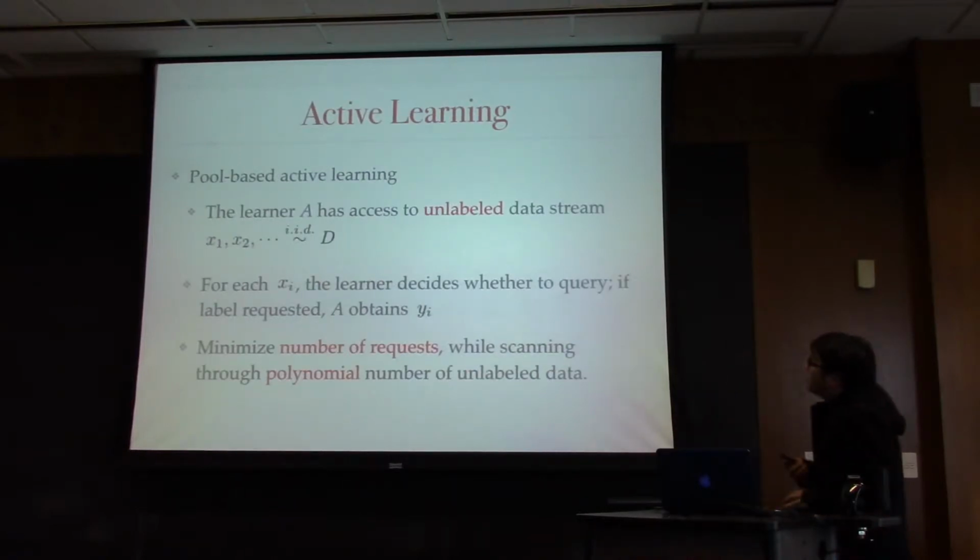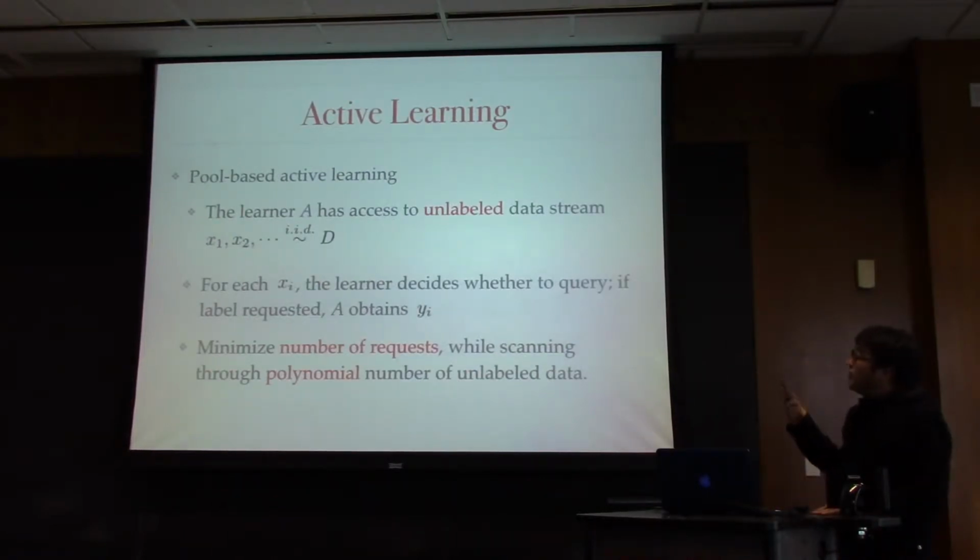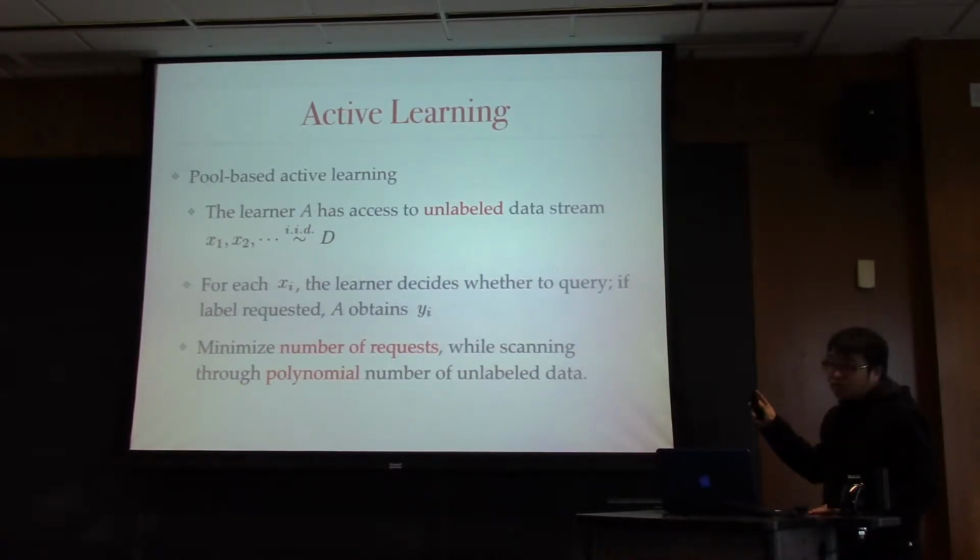More specifically, in this work, we mainly consider the pool-based active learning setting. In this setting, the learner A has access to an unlabeled data stream. So this x1, x2, this unlabeled data stream, is assumed to be IID drawn from some underlying data distribution D. And for each xi, the learner can make decisions. He can decide whether to query the label of this particular point xi, or he can reject this data point. If a label request is made, the learner A will obtain a label yi, which is associated with this particular data point xi.